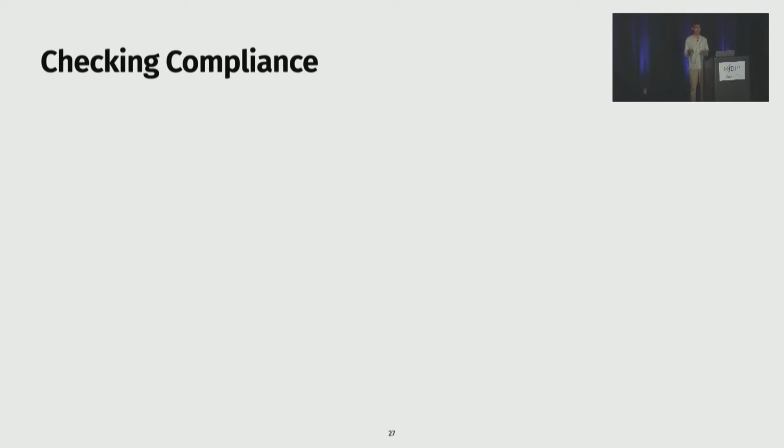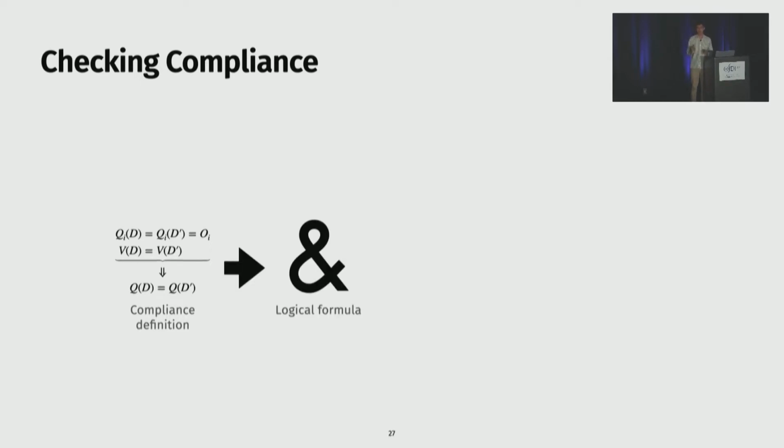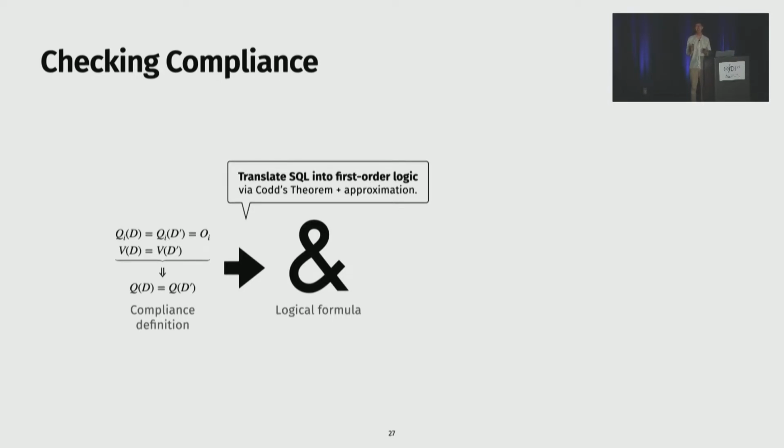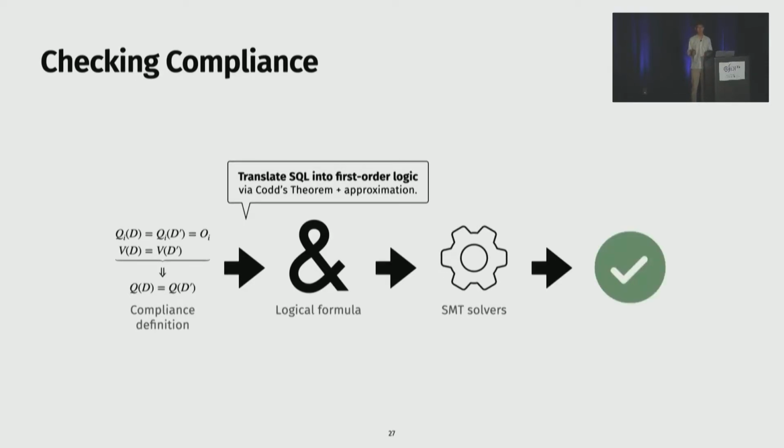So how does Blockaid check compliance according to this definition? To check compliance, Blockaid first turns the definition into a logical formula. The key to this step is to turn SQL queries into formulas in first-order logic. Blockaid does so by invoking Codd's theorem, which corresponds first-order logic to a simple subset of SQL, and by using several approximations to support more complex queries found in practice. The formula then gets sent to SMT solvers, which tell us whether the query is compliant or not. Or it might return unknown, in which case Blockaid has to conservatively block the query, although in our evaluation, no compliant query has been falsely rejected.